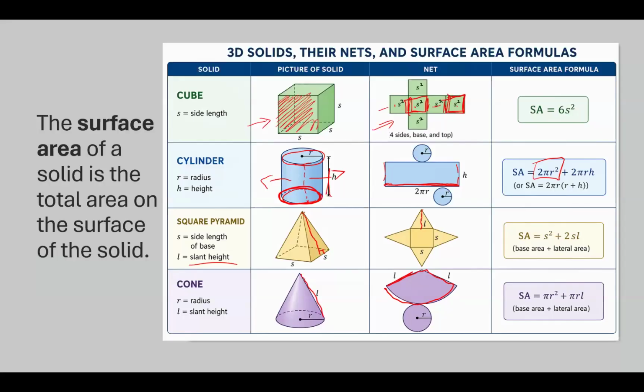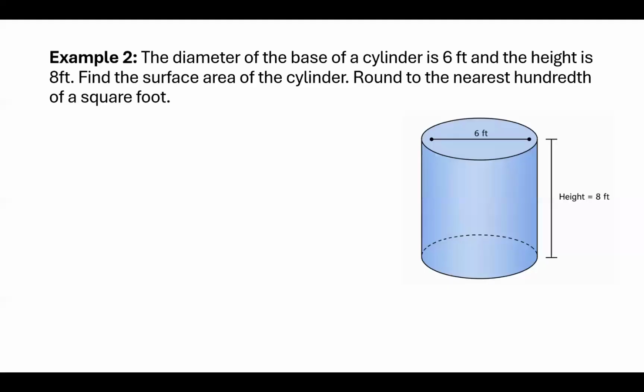Okay. So I'm going to do just one question. Example 2: the diameter of the base of a cylinder is 6 feet and the height is 8 feet. Find the surface area of the cylinder. Round to the nearest hundredth of a square foot. Keep in mind that in this question, they gave us the diameter of the cylinder, which is from one side of the circle to the other side. So this length is 6.